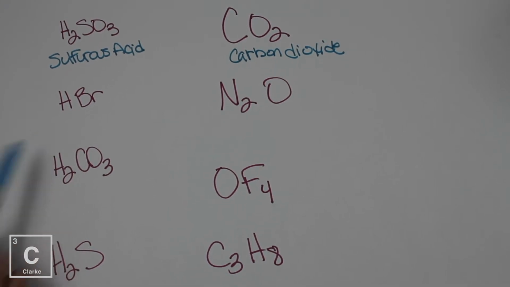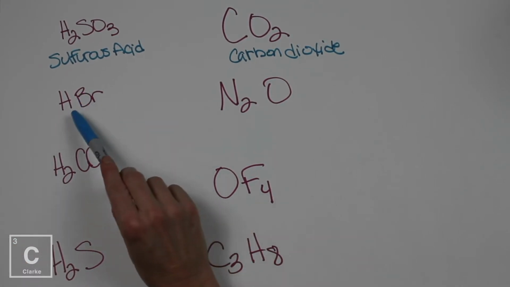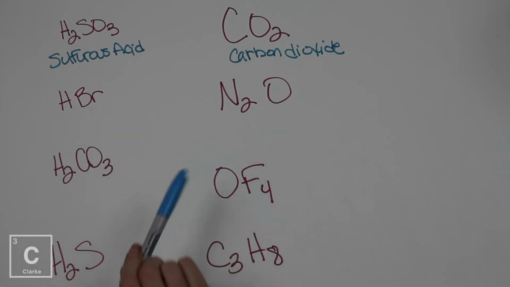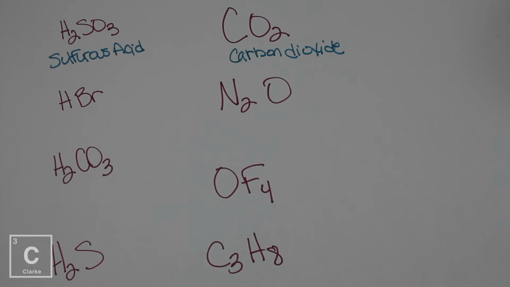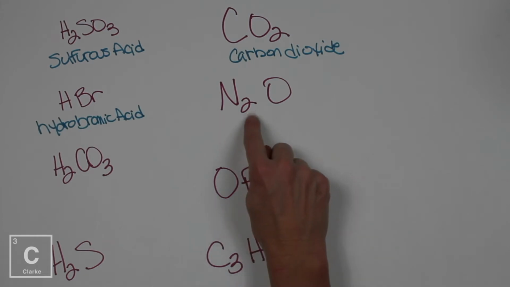Let's look at this example here. Starts with an H. This is an acid. Only 2 elements, and this element is from the periodic table. This is a binary acid. So we're going to use that prefix hydro and the suffix ic and use bromine as the root word. This is hydrobromic acid.